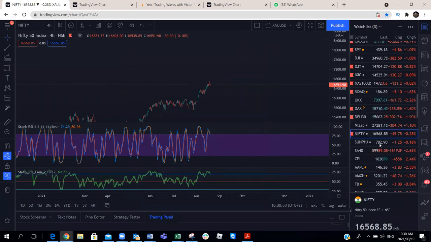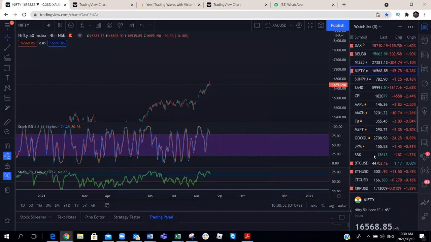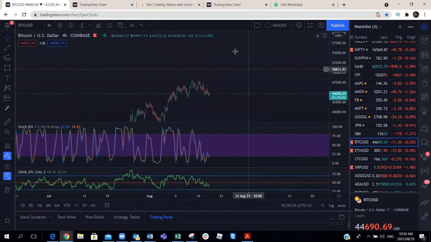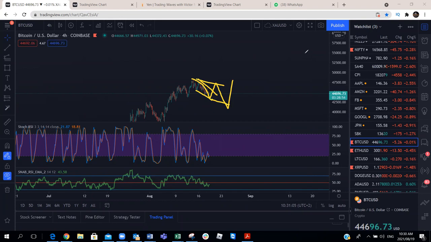Okay, so that is the Nifty. Let's go to the cryptocurrencies. We are still in those pullbacks from last week. Let's see how deep this is going to be, whether this makes a double and then upside. We're still expecting more upside here on Bitcoin.